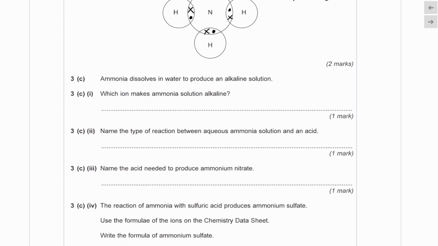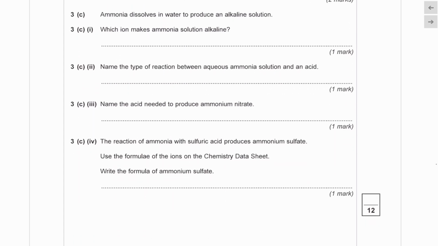All right, 3C. It says that ammonia dissolves in water to produce alkaline solution. Which ion makes ammonia solution alkaline? And any ion that makes a solution alkaline is the hydroxide ion. Hydroxide ion, and the chemical symbol is OH minus.